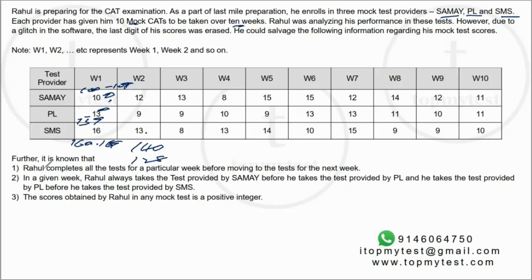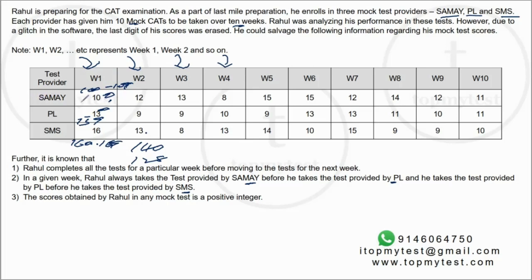Okay. Further, it is also known that Rahul completes all the tests in a particular week before moving to tests for the next week. So he'll complete week 1's tests, Samay, PL, SMS. Then he'll go to week 2, then week 3, week 4, and so on. It is also given that in a given week, Rahul always takes the test provided by Samay before the test provided by PL. Then he takes the test provided by PL before the test provided by SMS. So the order is going to be this.